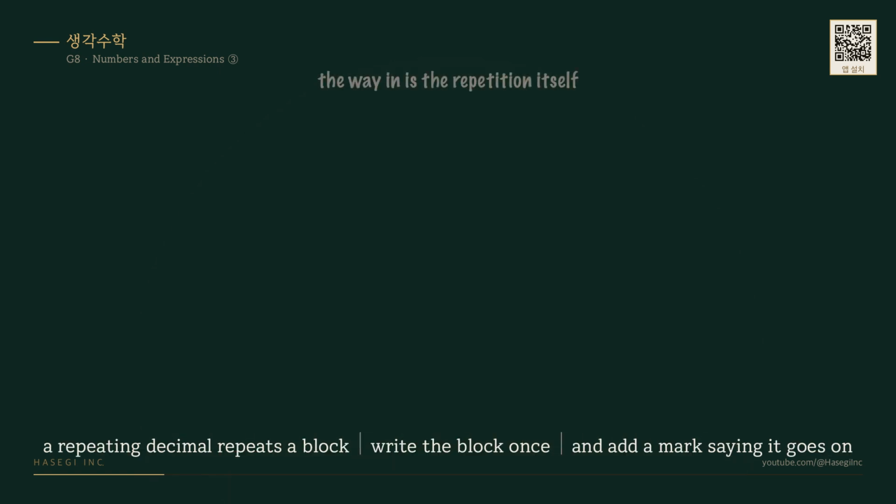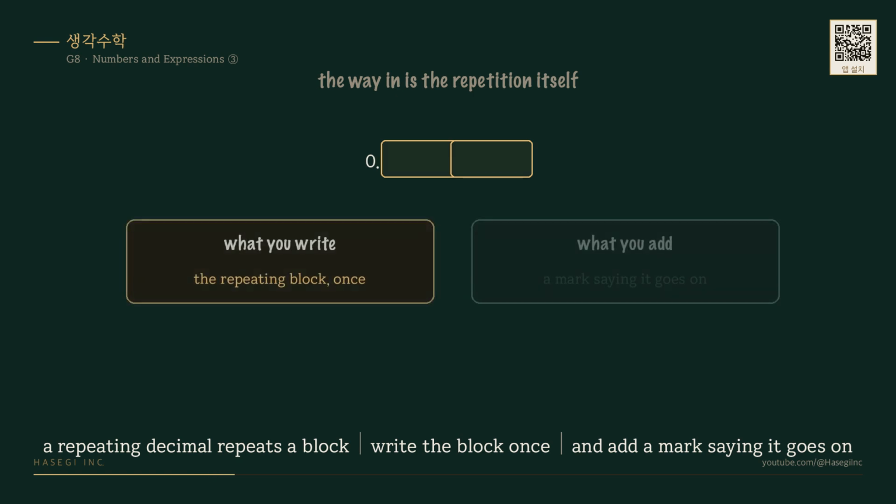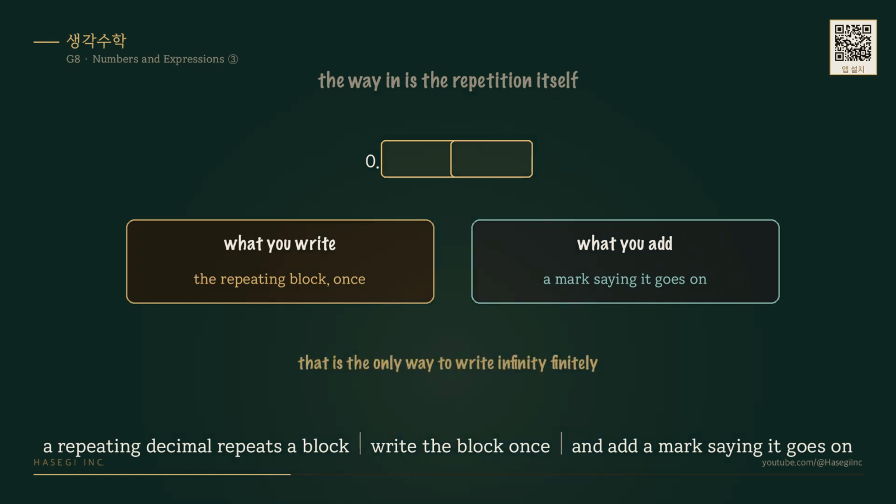The way in is the repetition itself. As we saw last time, a repeating decimal is some block of digits recurring word for word. So write that block once and add a mark saying it goes on. Writing infinite information finitely is only possible by writing the repeat down a single time.